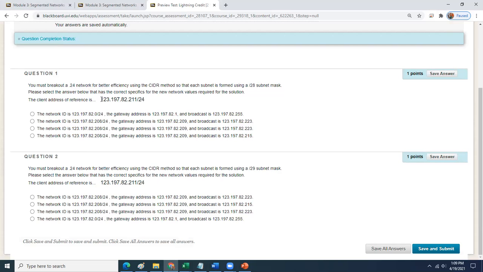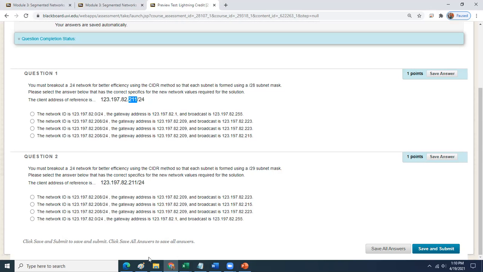If you're looking at an IP address of 123.197.82.211 on a /24 network, you're tasked to use the CIDR method so that each subnet uses a /28 subnet mask. And basically, you want to provide the correct specifics for the new network values required for the solution. So if I take this value and I'm looking at a /24, this is the host address I need to keep in mind as I take a look at the potential solution.